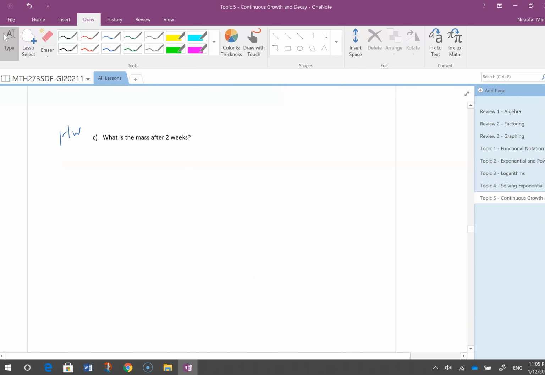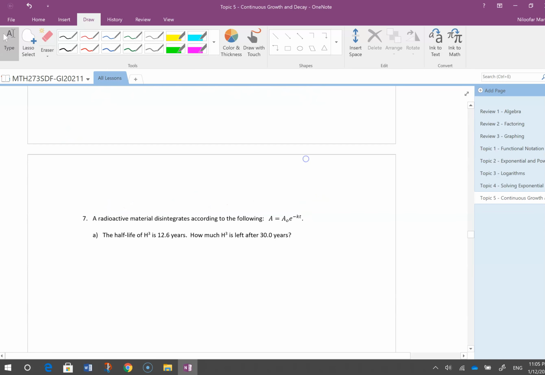What is the mass after 2 weeks? Remember, 2 weeks is how many days? 14 days. So 2 weeks is 14 days. Make sure you do the conversion. Make sure that you are careful about units. If you have to do changes in unit, do it. You have to state the unit.